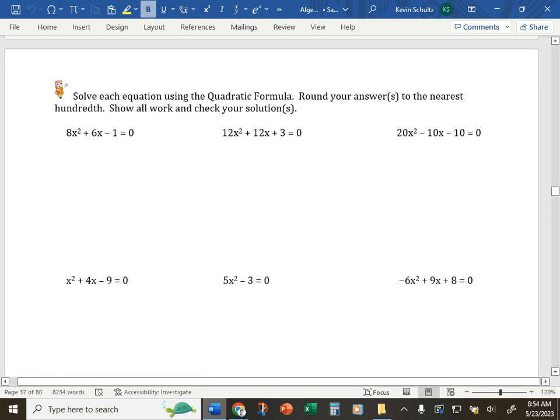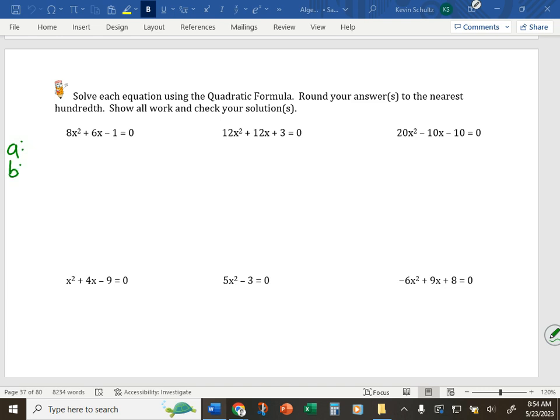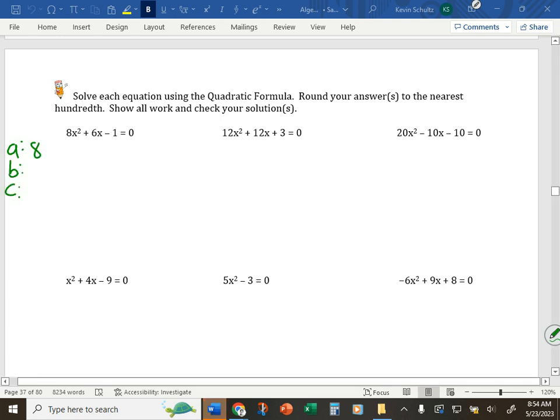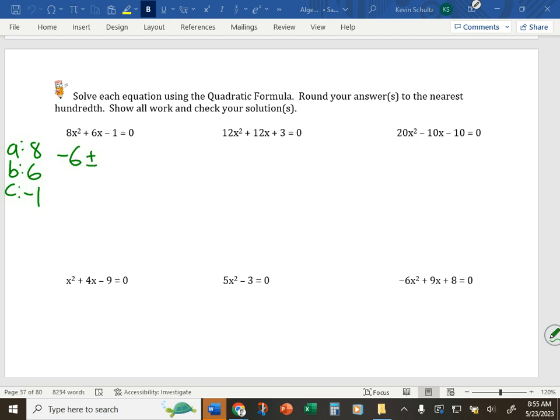All right, listen up, please. 3, 2, 1, you are quiet. So where this can get a little more complicated, girls, is this first example here. Let's start this out the same way we did the other ones. Our A, our B, and our C. Our A is 8, our B is 6, our C is -1. Going into the quadratic formula, you get -6 plus or minus the root of 6 squared minus 4 times A, which is 8, times C, which is -1, all divided by 2 times 8.